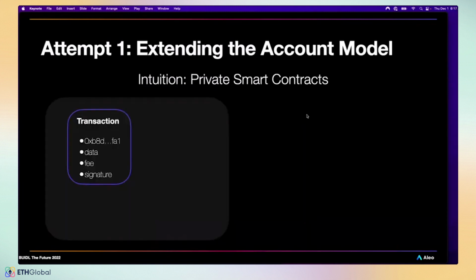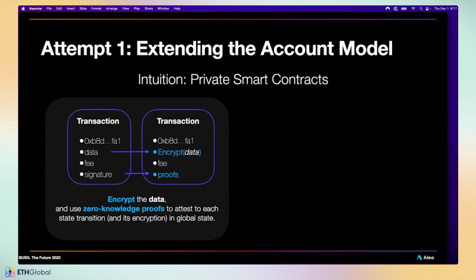So what we're going to do is maybe make some modifications to the original design. Here we have the original specification of the transaction, and let's try to get some more privacy here. So first, we'll encrypt the data under the sender's key. And instead of providing a signature, we'll provide proofs that the transaction updates the account state correctly. And this will be a zero-knowledge proof.